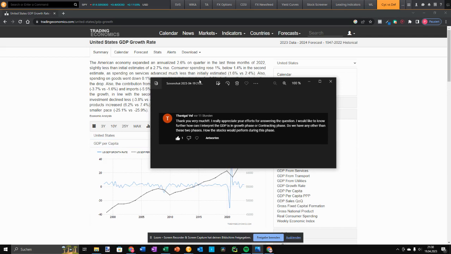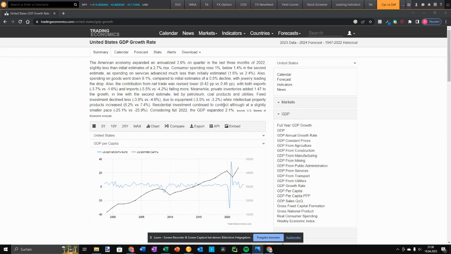But let's say some words to that. That's not the most important thing. It is more important to know what the GDP in the next 6 months is going to look like. Is it growing or is it contracting?